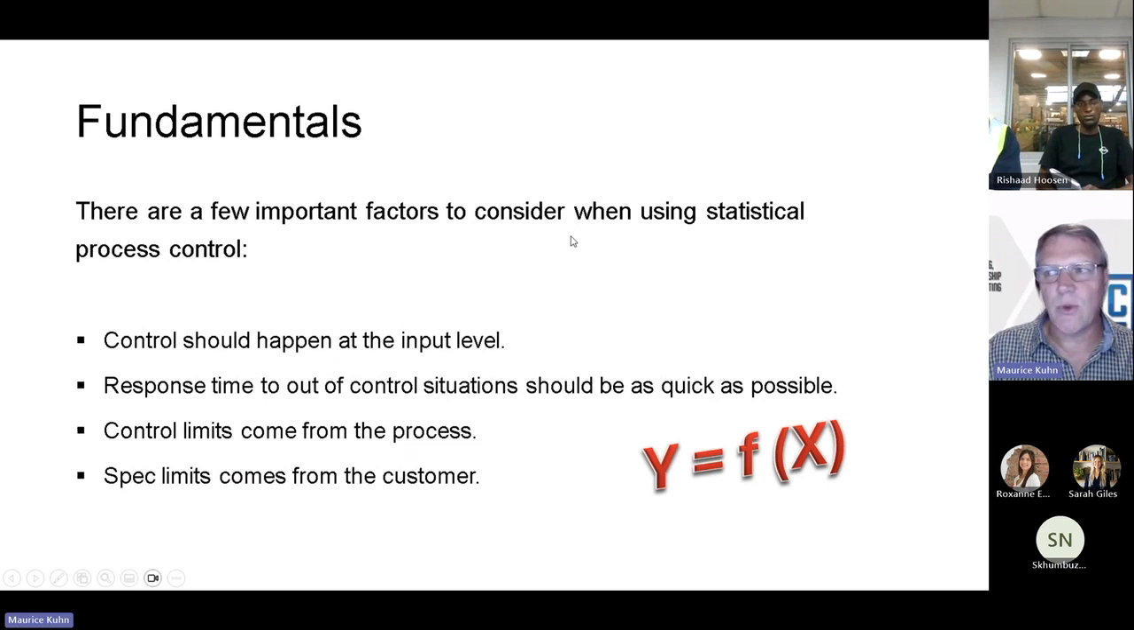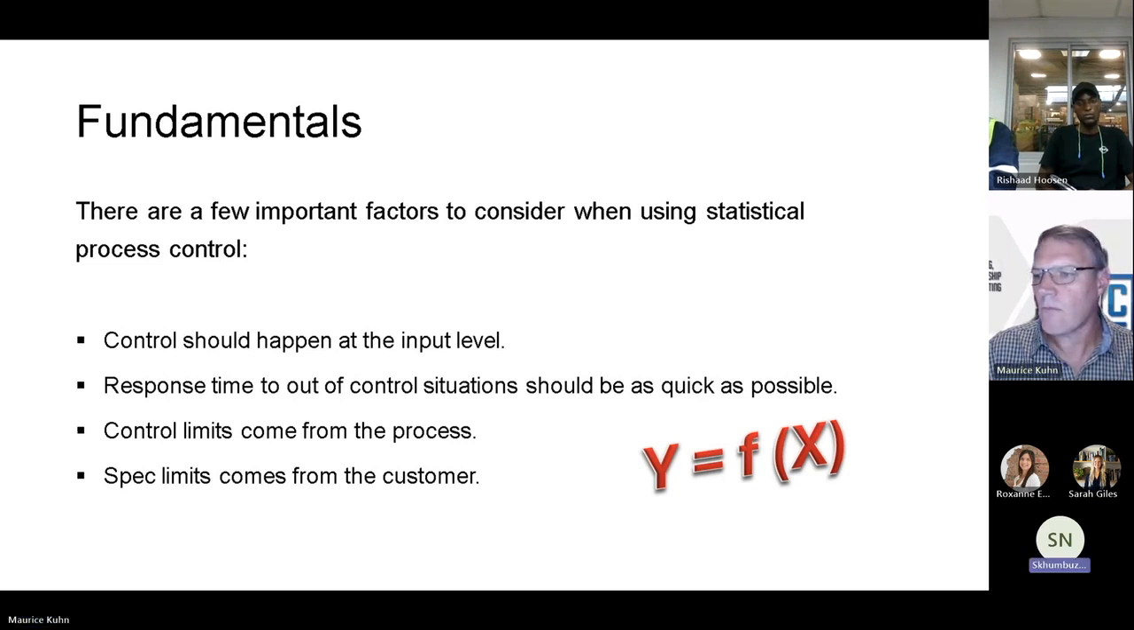A few important factors to consider when I'm looking at statistical process control: firstly, control should happen at the input level, as I've just stated. Response time to out of control situations should be as quick as possible. Sometimes what I see in businesses is that they've got a chart up there, they're measuring the process statistically. When I engage and ask them, so what are you guys doing about this? I find that it's a wallpaper exercise. It's a nice chart up on a wall, but nobody's really taking that information and doing something about it. Or they're doing something about it, but the time they take to respond is too long, and therefore they're not getting the benefit of the early measurement of a particular input. So we want to be able to see the out of control situation as quickly as possible, and then respond to that as quickly as possible. Without being able to see it quickly and respond quickly, we're literally wasting our time doing statistical process control.